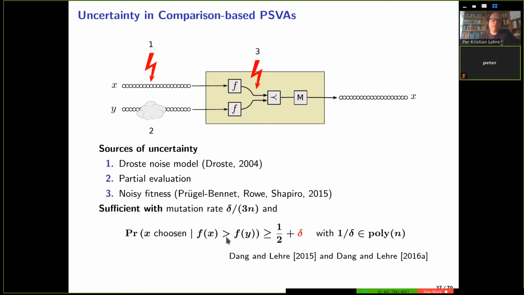and in this setting x wins with probability 1/2 plus delta, then it's sufficient to choose a mutation rate delta over 3n, and assuming that 1 over delta is polynomial in n, to get polynomial runtime. So this means that even with a very high degree of noise, by choosing a low enough mutation rate and strong enough selective pressure, we can optimize the function in polynomial time.